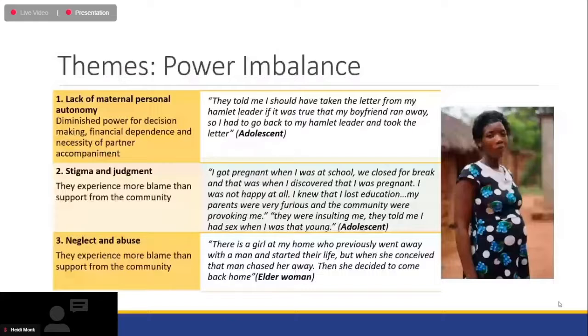Also, adolescent women reported neglect and abuse. And this was reported not only by the adolescents themselves, but also by the community they live in. They said sometimes you can be chased away if you're pregnant, and you don't get the support expected like other populations. So all of this makes them feel inferior about going to the clinic to get services.